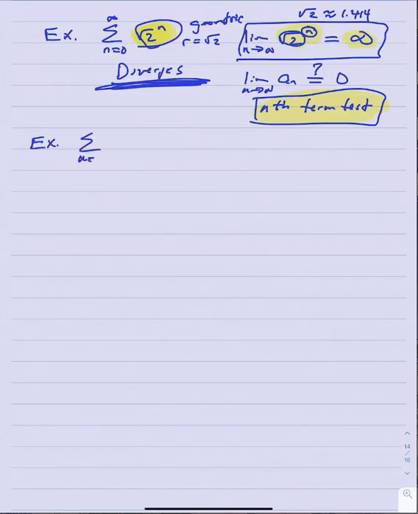What about n equals 1 to infinity, negative 1 to the n plus 1 times n? If I write out what that looks like, you'll notice that series looks like 1 minus 2 plus 3 minus 4 plus 5 minus 6 plus 7 minus 8, and so on. By the way, what would happen if I computed this following normal order of operations?